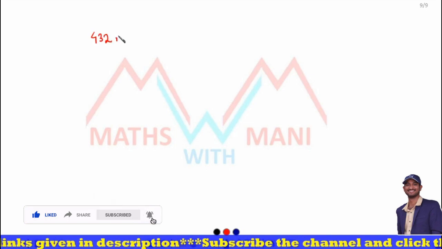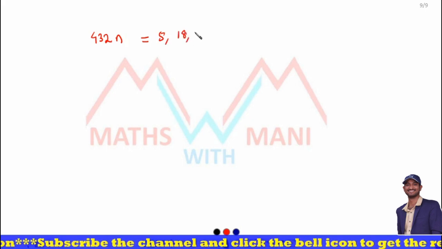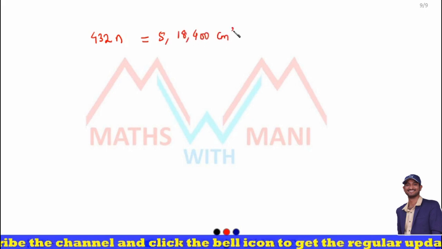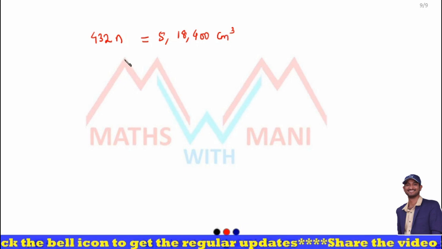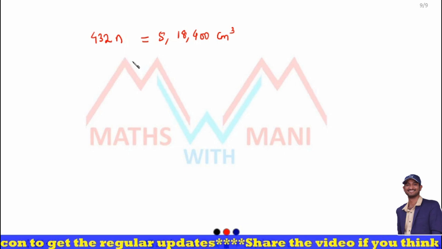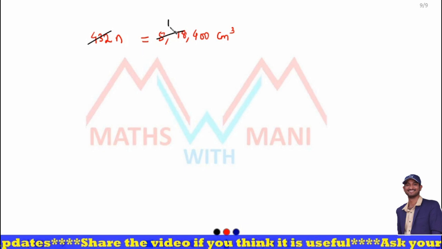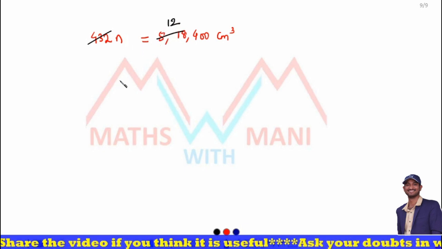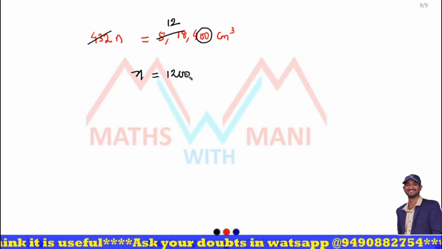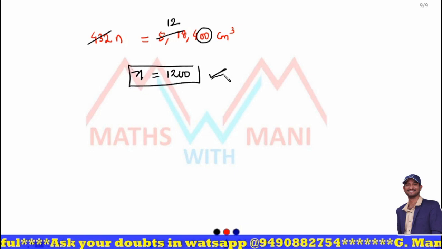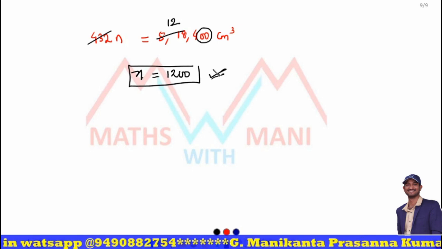So this 432 N is filled in 5,18,400 centimeter cube space. Okay, so what is the value of N? You have to divide 518400 by 432. 432 once, 432 and 432 twos, so 12. Already we have 2 zeros. So what is the value of N? 1200. That means 1200 bricks are needed to fill the tank up to its brim.